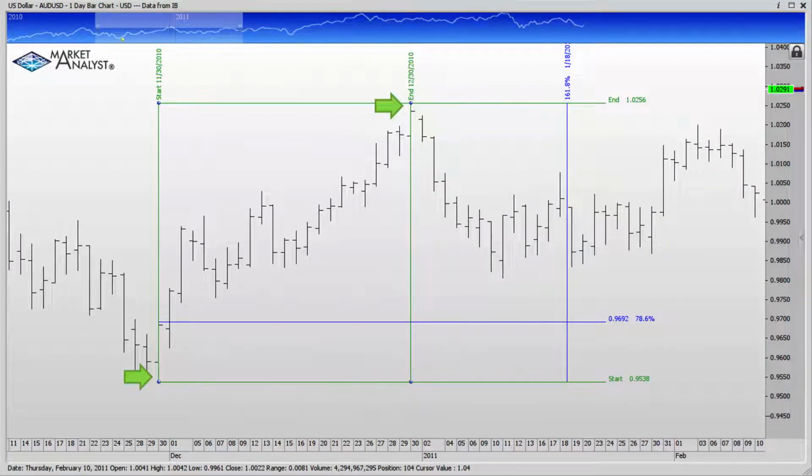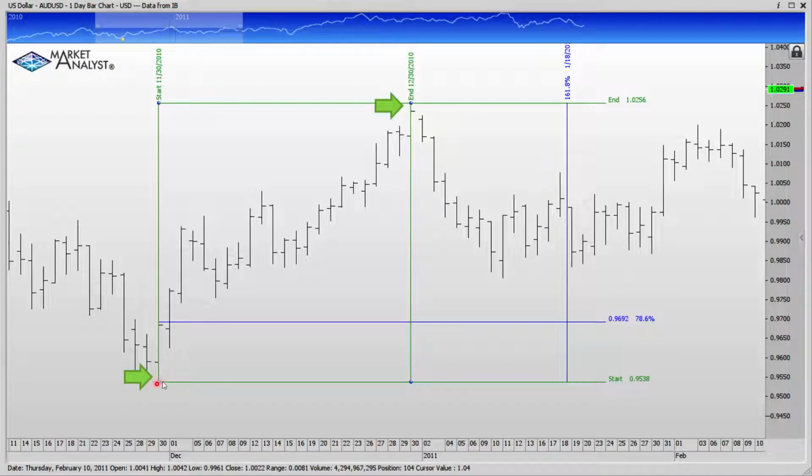This technique is called a time retracement. It's the same as a price retracement, but this time you're going to measure time versus price. So how do we do that? How is it the same as a price retracement? Well, here's an example that we looked at earlier of a price retracement.